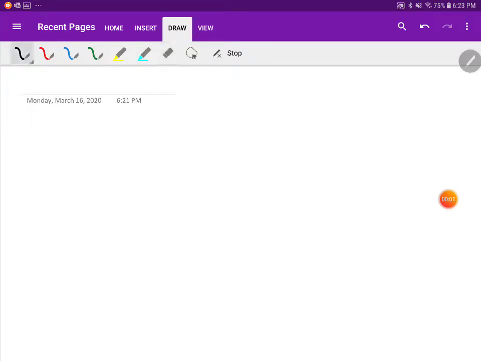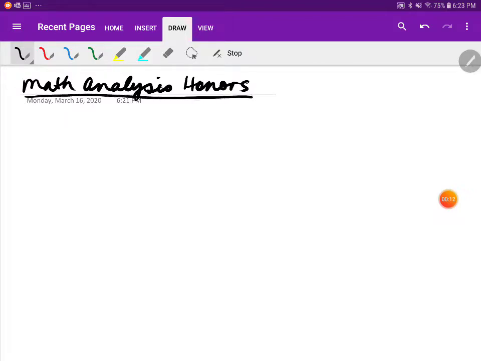So this is Math Analysis Honors. This is our Math Analysis Honors class. And this is what we call S4. Its official name is inverse normal distributions.